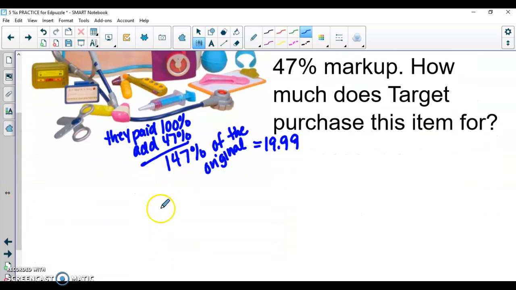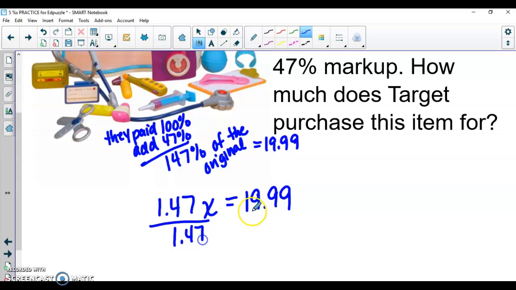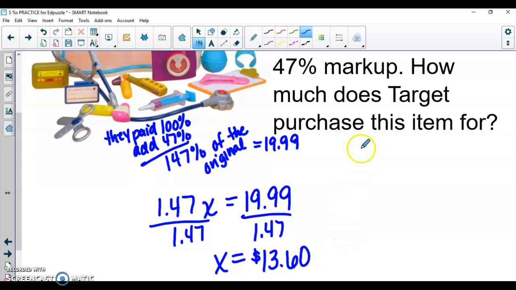So with this, 147% becomes 1.47. The original we don't know, so we call it X, and we know that their new price is $19.99. So we divide both sides by 1.47, and we get that X is equal to 13.598, and so on. So I'm going to round it to $13.60 as the original price for Target.